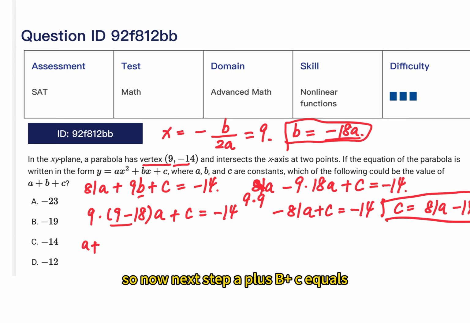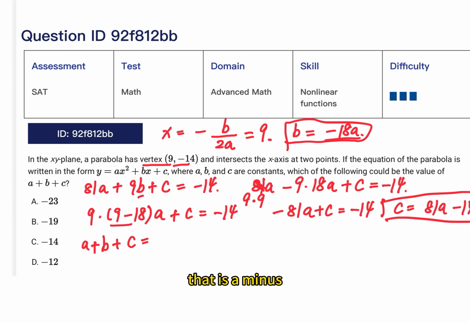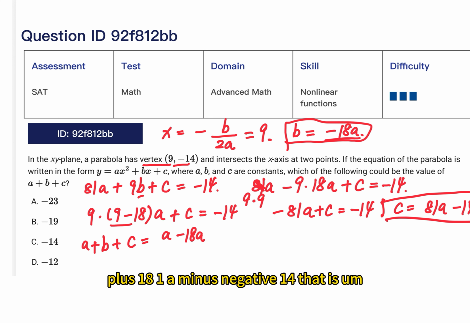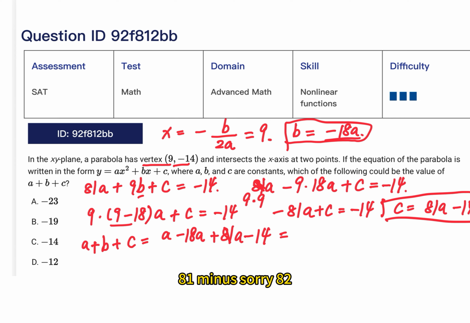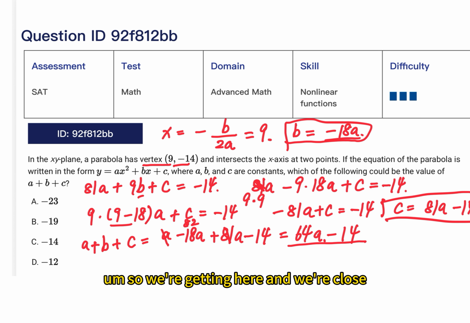Now, next step, a + b + c equals, let's change b and c all into a. That is a - 18a + 81a - 14. That is 82 minus 18, which is 64a, minus 14. So we're getting here and we're close to the final answer.